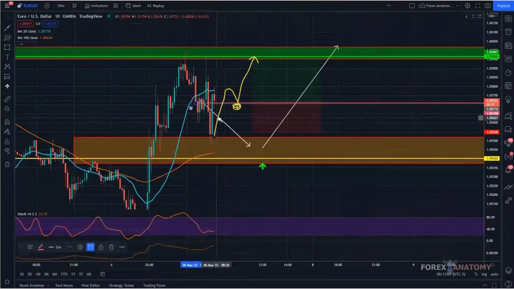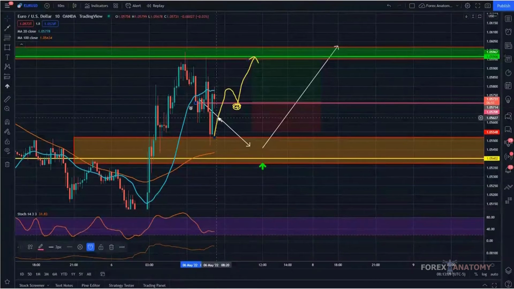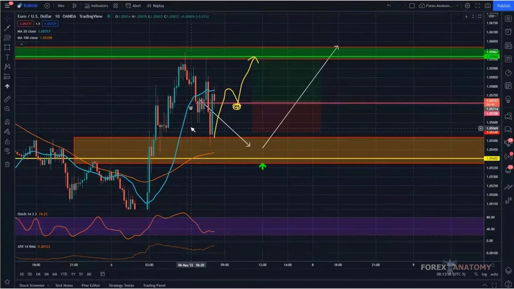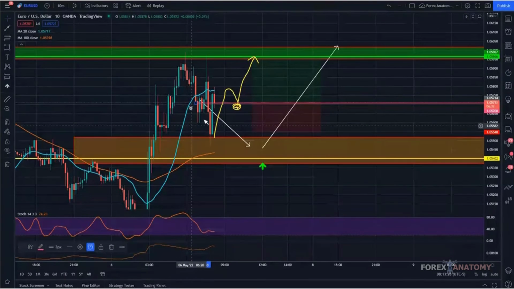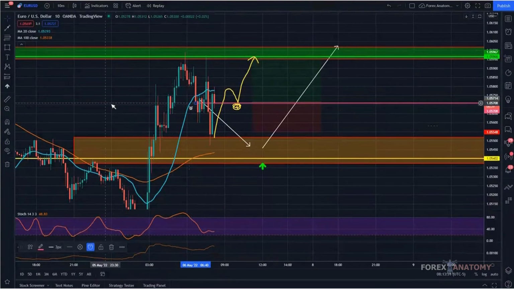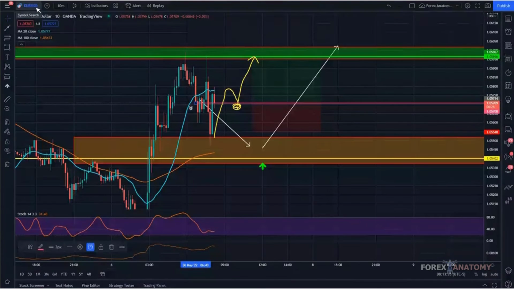So hopefully we can get a continuation of this move to the upside. But if not, then oh well, we'll get stopped out. It happens. But yeah, all right. I don't have any more questions or anything more to talk about when it comes to this particular setup. So where were we? I think we were on the CAD Swiss franc, right?